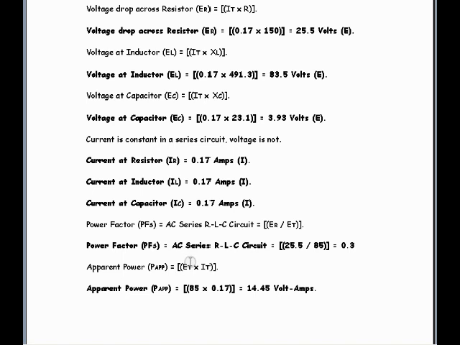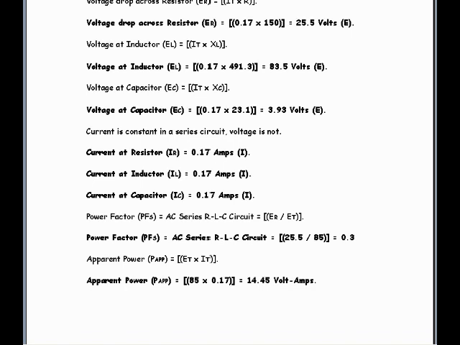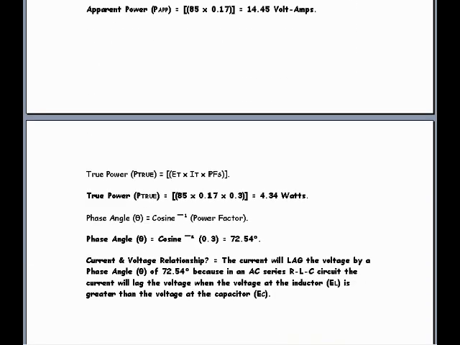The apparent power is equal to the RMS voltage total times the RMS current total. When we do so, we have 14.45 volt amps. Apparent power is not the same as true power. It is a loading in the form of volt amps. Where the actual true power occurs is when the volt amps are multiplied times the power factor.